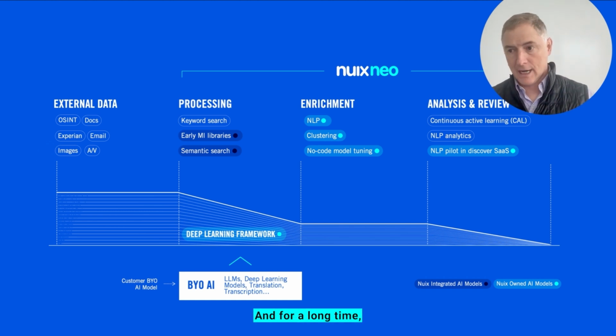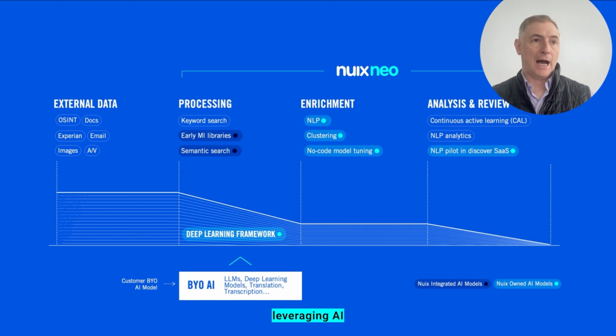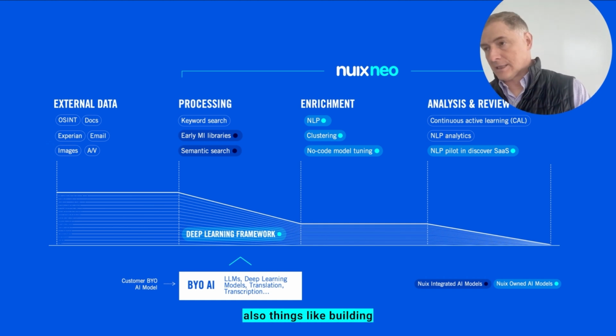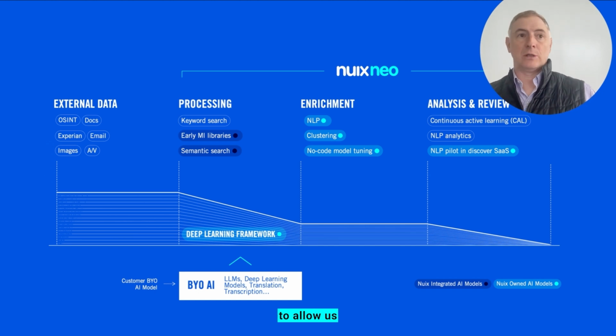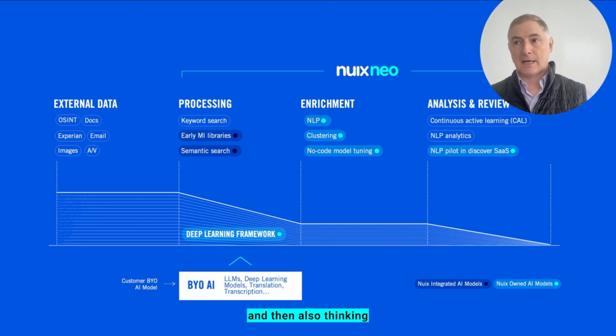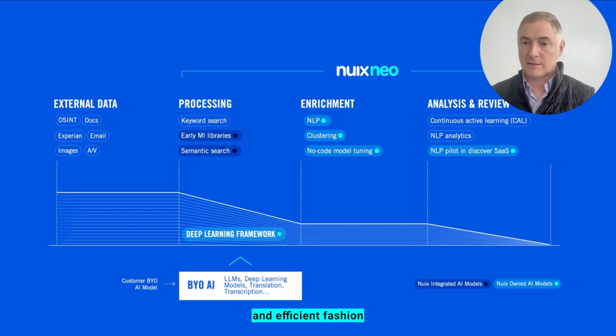And for a long time, in that analog world, we would basically be putting in keywords and metadata search, and we still do all that today. But what's exciting about what we're doing with Neo is bringing all of these things together and into the future with how we can start to think about leveraging AI to accelerate outcomes for classification and categorization, but also things like building vector databases to allow us to semantically search for image and text. And then also thinking about how we can start to leverage generative AI in a really fast and efficient fashion to help you deliver those outcomes.